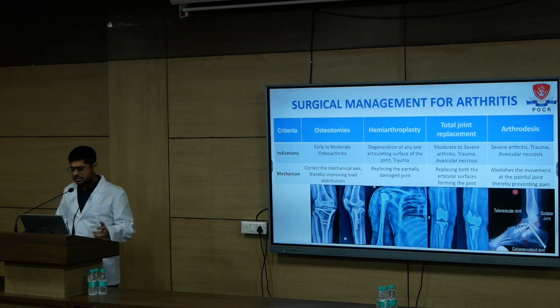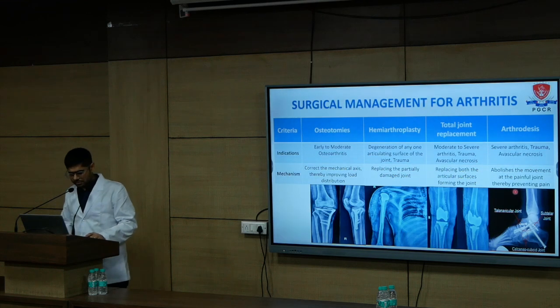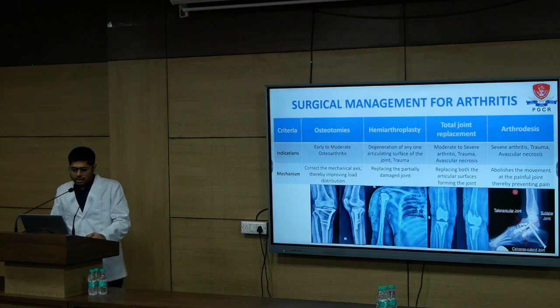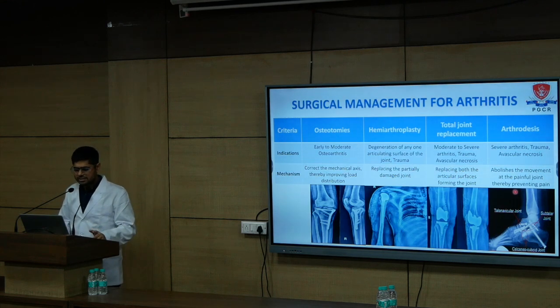Now, certain surgical modalities for osteoarthritis. First is osteotomy. It is done in early to moderate osteoarthritis. In this, we correct the mechanical axis, thereby improving the load distribution.